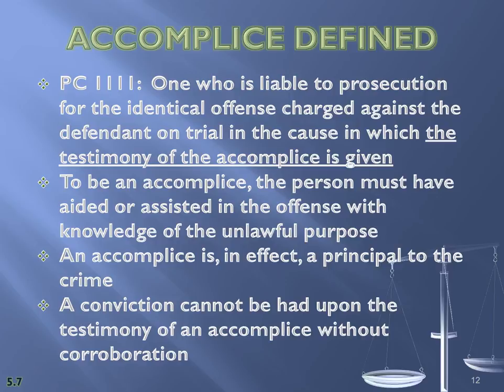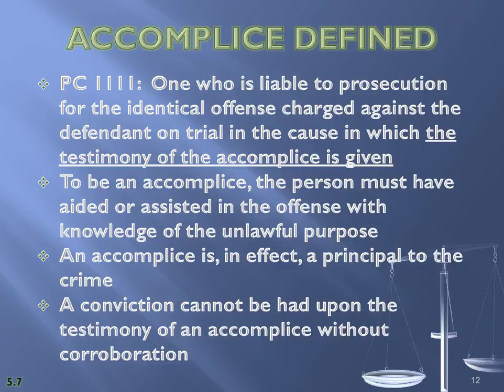To be an accomplice, the person must have aided or assisted in the offense with the knowledge of the unlawful purpose. An accomplice is, in effect, a principal to the crime. A conviction cannot be had upon the testimony of an accomplice without some type of corroboration. And you'll get these in like gang cases. So let me kind of go back around a little bit so you can kind of wrap your head around this, because I know it's kind of crazy.